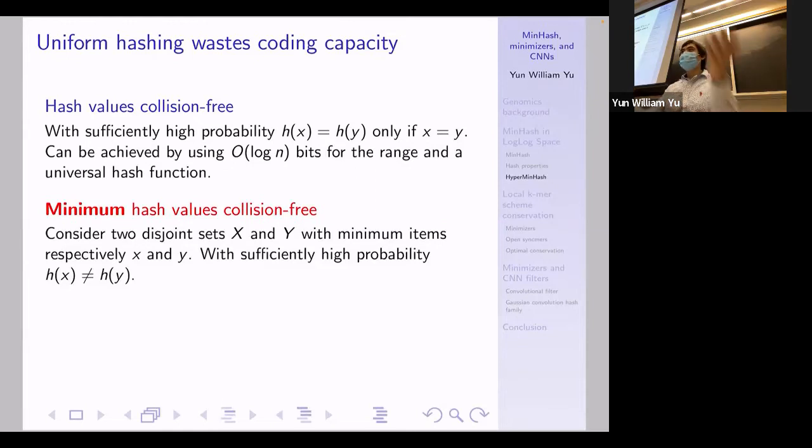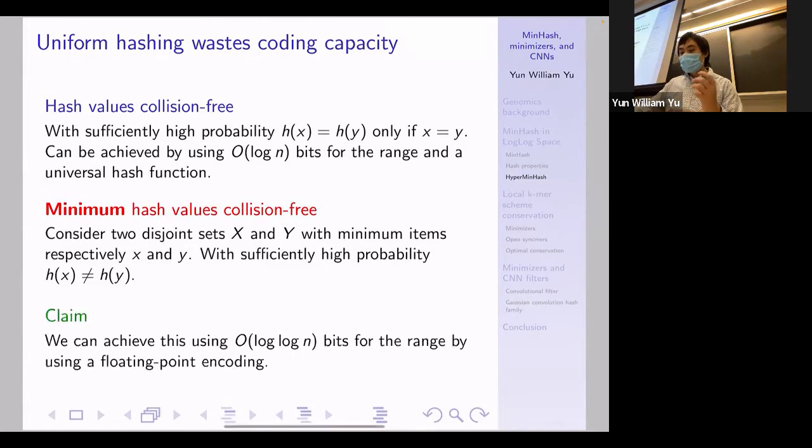Well, since I'm talking about this, the answer is going to be yes. That is something we can do. So how does that work? My claim is that we can achieve this using order of log n bits for the range by using something like a floating point encoding. This is similar to the log or hyperlog counters that we discussed earlier, where you're able to use fewer bits by just storing the order of magnitude. It turns out that won't quite be sufficient. You'll need to do another couple of tricks to make it all work out, but this is the basic idea.